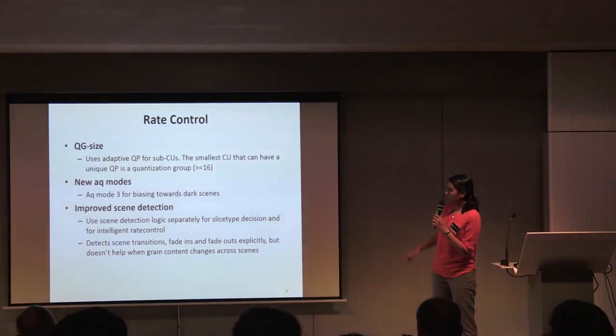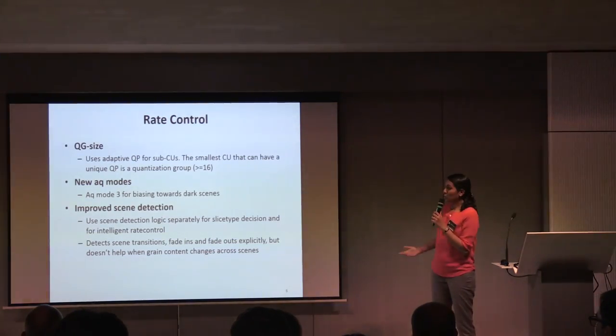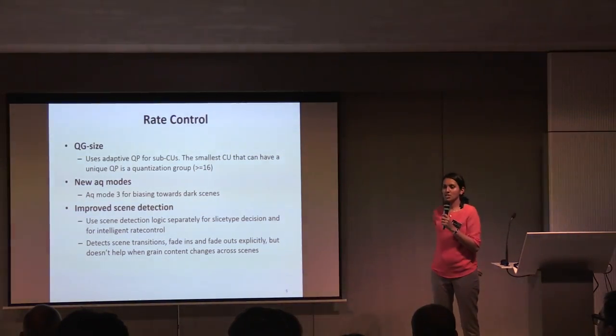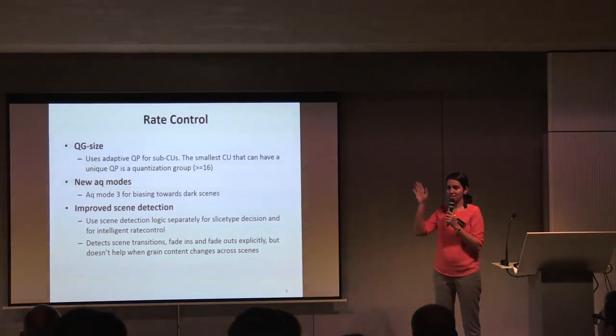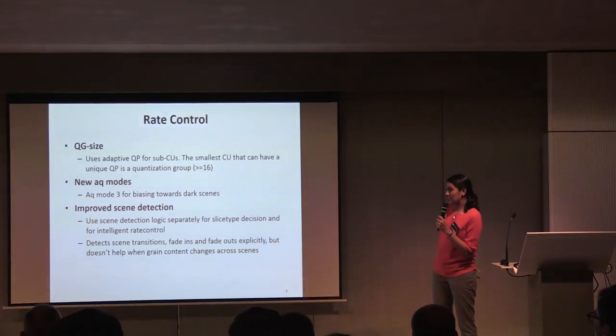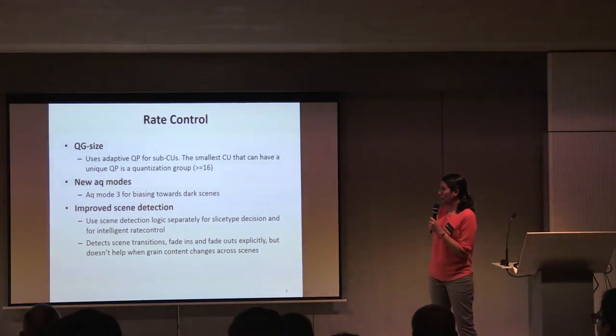So this was one of the key improvements in rate control. We implemented a new AQ mode, which we ported from X264. It biases towards dark scenes and prevents bad visual quality, blocking and loss of detail under low light conditions. So that also seems to work well in most test cases, not in all.